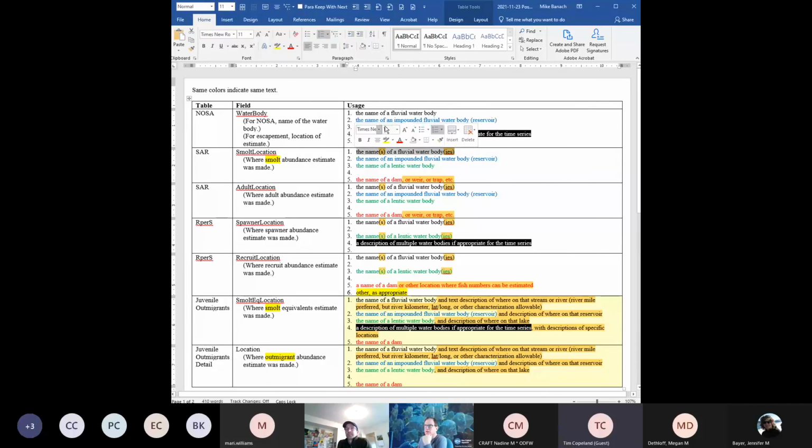This is the NOSA table up here, the water body field. If we go to the SAR Smolt location field, it's pretty much the same thing, but it's got an S here and IES in parentheses here. And in each one of these, I've got fluvial as the first one, reservoir as the second one, lentic as the third one, supercoats as the fourth one, and dam as the fifth one.